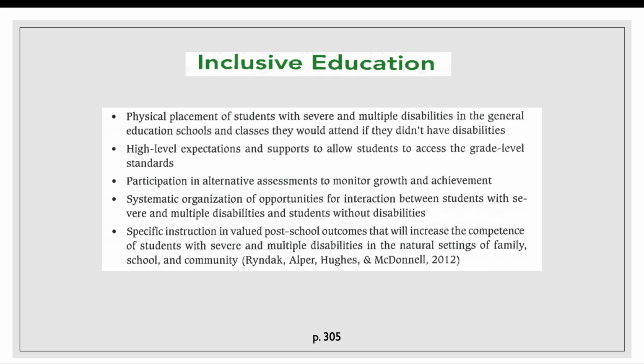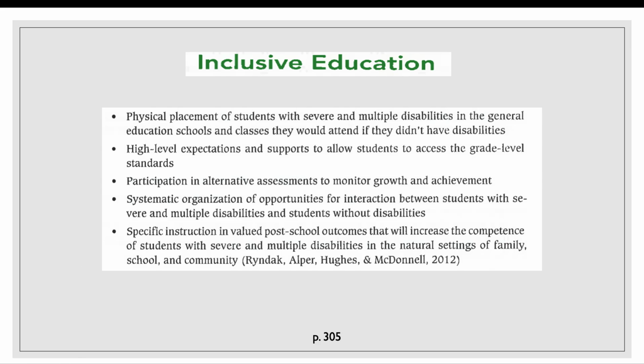Inclusive education involves the physical placement of students with severe and multiple disabilities into general education classroom settings. These are the classes that the students attend that do not have disabilities, but we migrate these students into certain classes to give them inclusive education experiences.